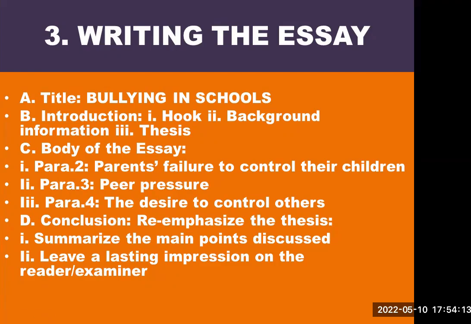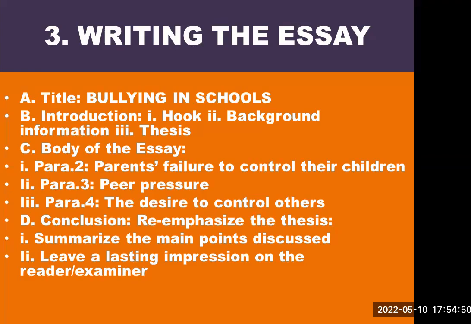Then in paragraph 3, you can discuss another point, which could be peer pressure. You want to say that peer pressure is another cause of bullying in schools. In paragraph 4, you can talk about the desire to control others as another factor leading to bullying in schools. Now, the next part of the composition is the conclusion, which of course is the last one.